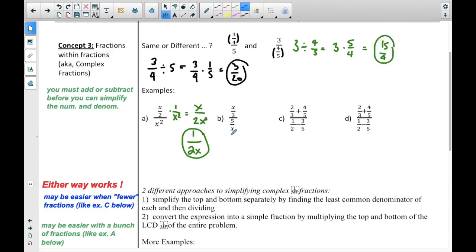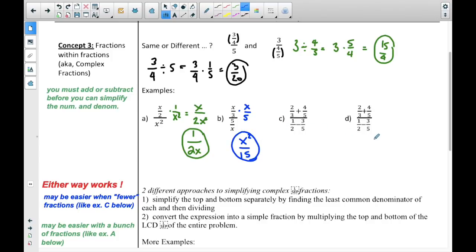Let's look at the next one. We have x/3 divided by 5/x. What we need to do is flip that bottom one so that it's x/5 in a multiplication problem. And here our answer just comes out to be x²/15.